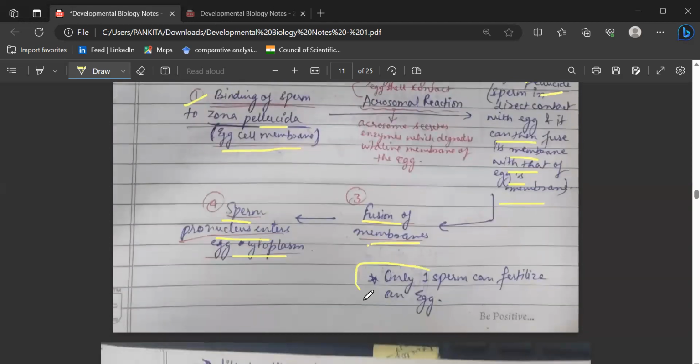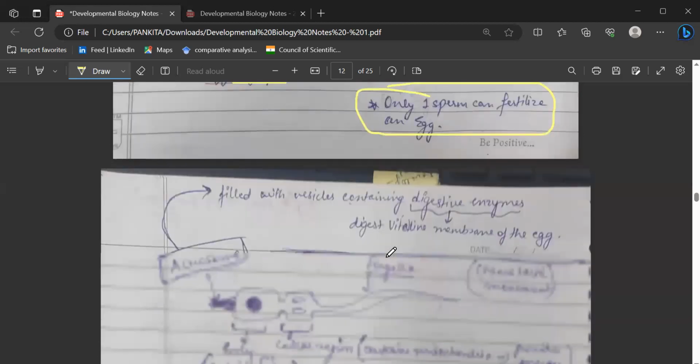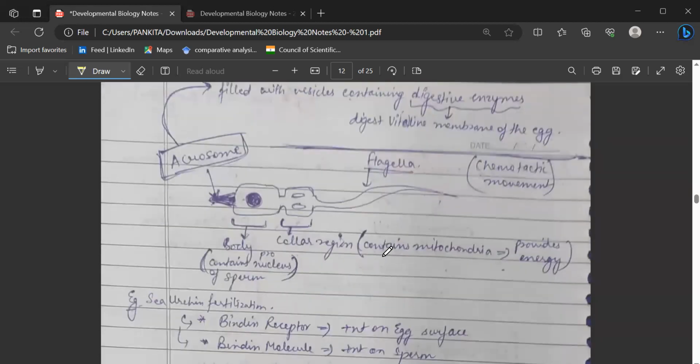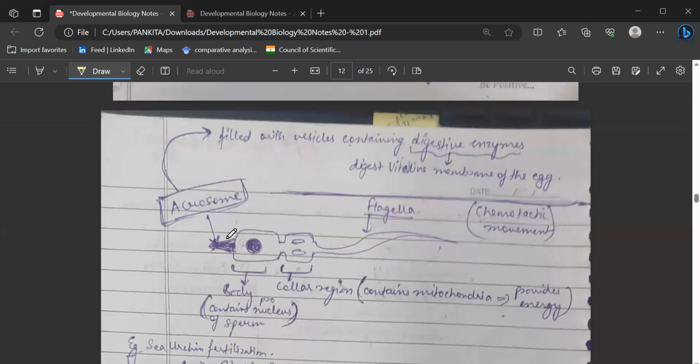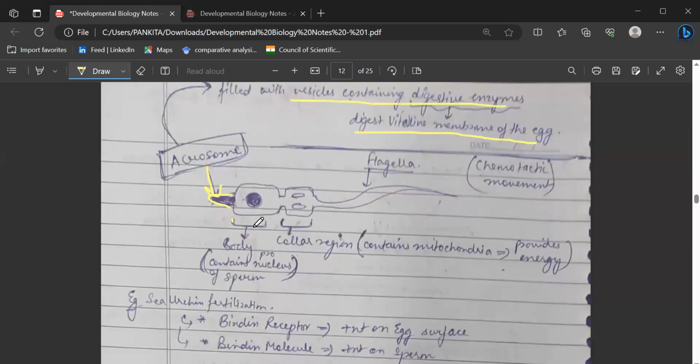So through this, only one sperm can fertilize one egg, and this is the structure of the sperm. We have a pointy end which contains the acrosome, and this acrosome is filled with vesicles which contain digestive enzymes, and these digestive enzymes digest the egg membrane. Then there's this body which contains the pronucleus of the sperm, which has to be donated to the egg.